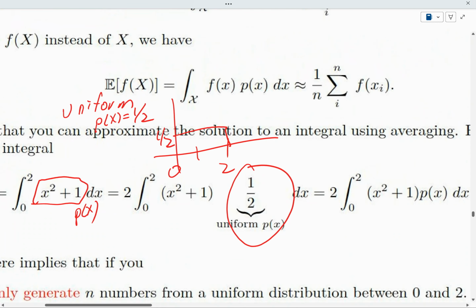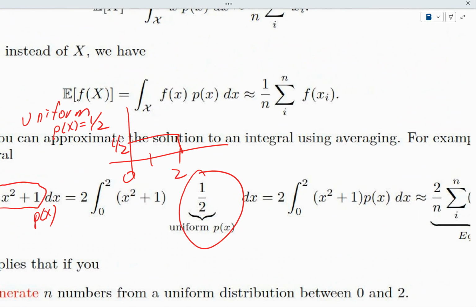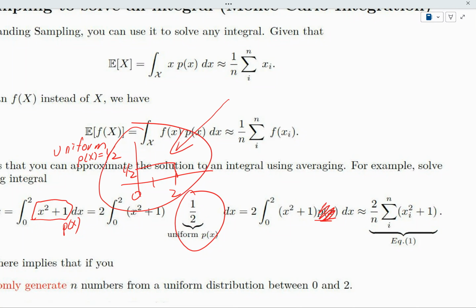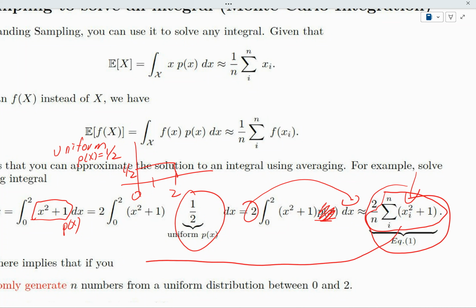This implies that if we just generate samples from this uniform distribution, so this is p of x here, we can get rid of the p of x and simply generate samples from this uniform distribution and plug them in here. And then when we take the average times 2, the 2 is still there, then this is mathematically equivalent to solving the original integral.